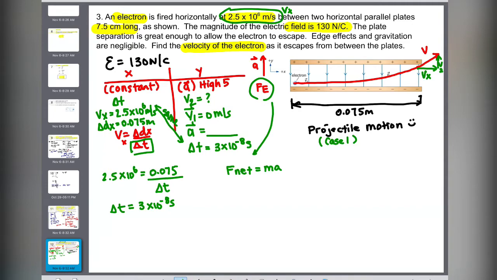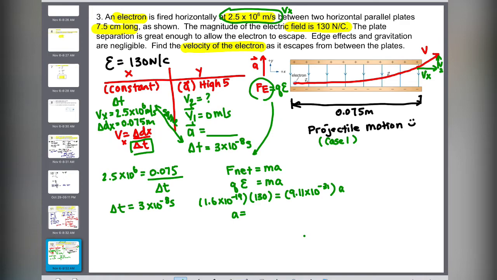It is your force. So what equation do you use for the electrical force? Electrical force is equal to Q times the electric field, and that equals ma. So Q is an electron. Electrons have a charge of 1.6 times 10 to the negative 19. The electric field, they gave it to us, is 130. The mass of an electron, also a constant, is 9.11 times 10 to the negative 31, and there's my a. So punch it in the calculator and solve for a.